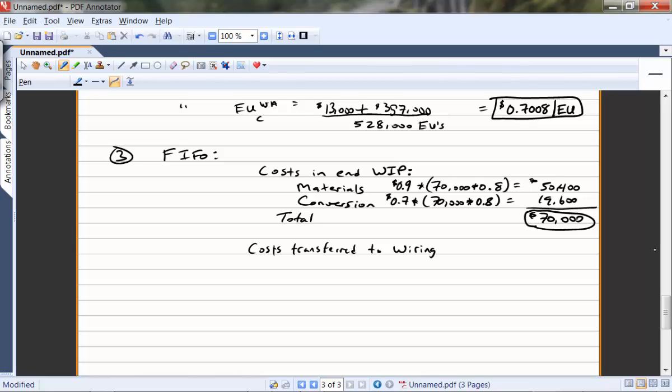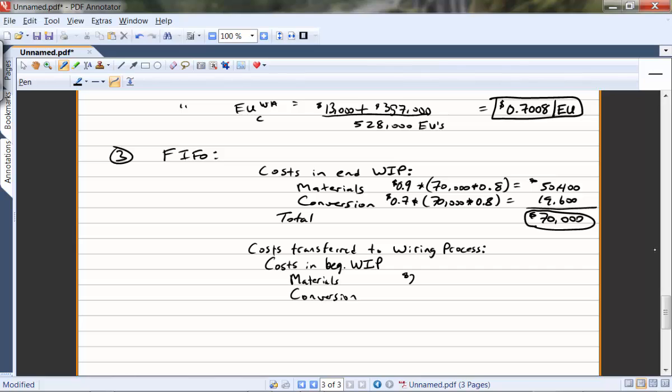And here's where students sometimes mess up. Well, the first costs that were transferred will be the costs in beginning WIP. So costs for materials and costs for conversion that were sitting there already at the beginning. These are the first costs that were transferred out under the FIFO assumption.